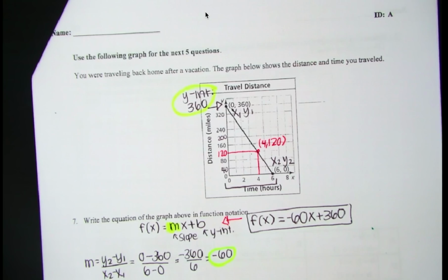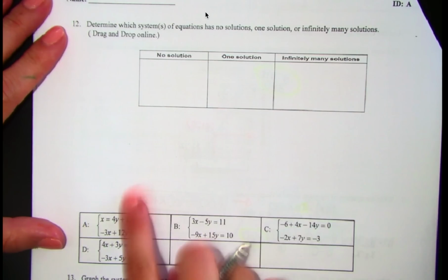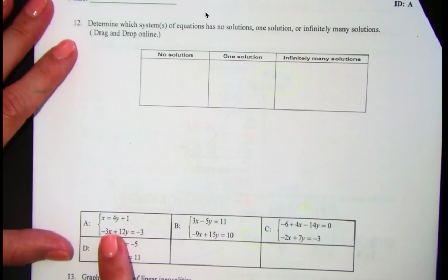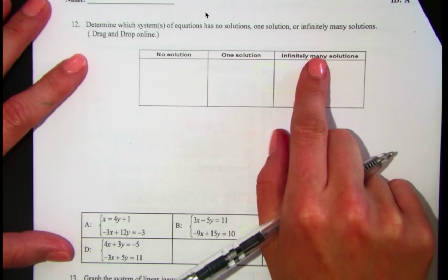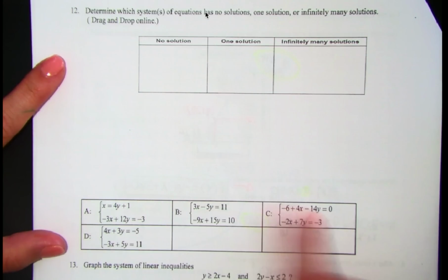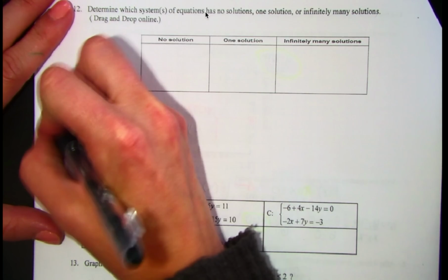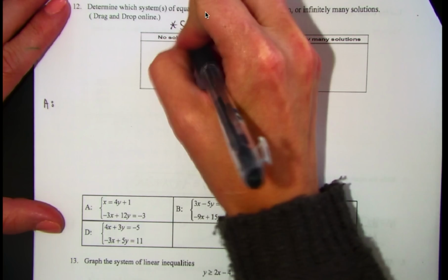Okay, number 12. We're going to look at each of these systems of equations and we are going to put them in the correct spot. Either they have no solution, one solution, or infinitely many solutions. So we're going to determine where these 4 go. So what I'm going to do is go through each one and start to solve it to come up with answers. So I'm going to solve each one.